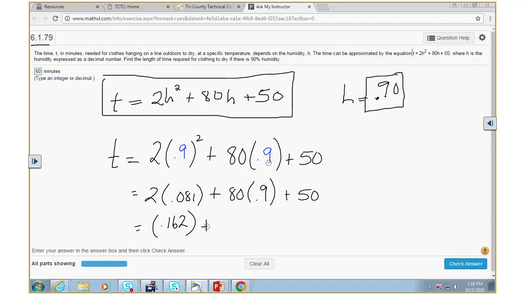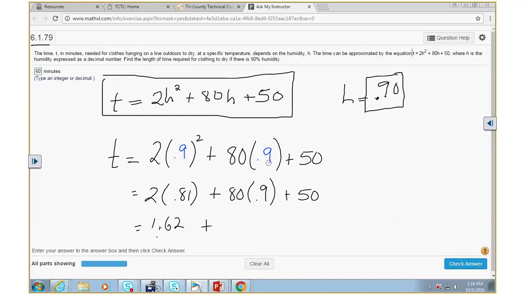Plus, well, 10% of 80. That zero there, I don't think that's right. So that 2 times 0.081. Well, I asked y'all what 0.9 squared was, and y'all said 0.81. And 2 times 0.81 is 1.62.